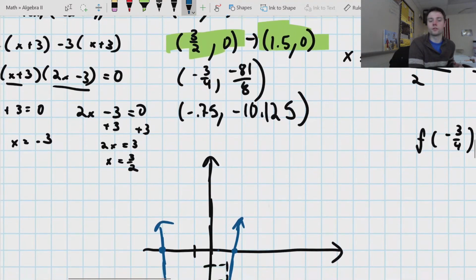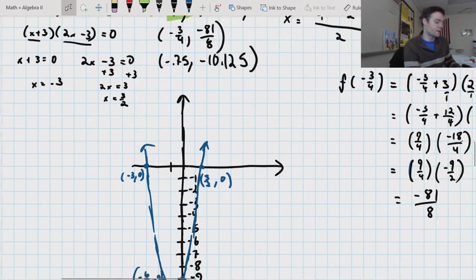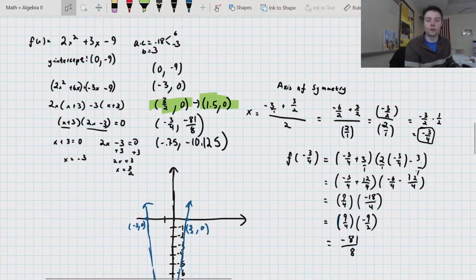And then the other two are your zeros. So this is 3 over 2, 0. And then -3, 0. So yeah, that's how you do that one. So hopefully you caught up with that one.